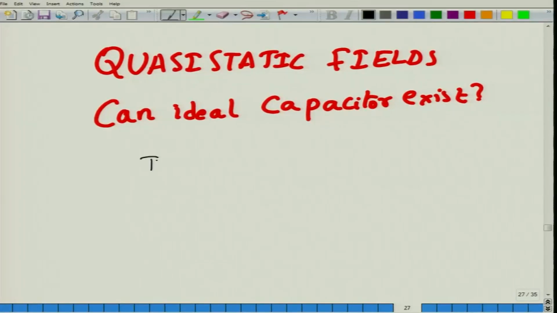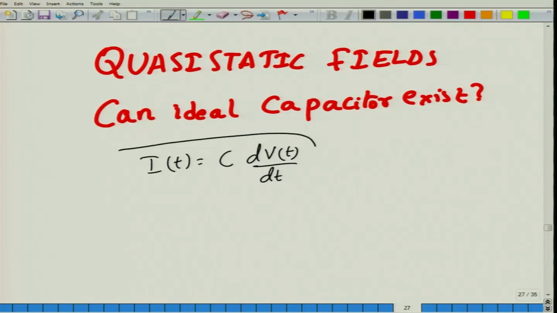From circuit theory, we know that if I have a capacitor of some value C, and I put in some current I and maintain a voltage V of t across this capacitor, then the relationship between V, I and C is given by I of t is equal to C dV of t by dt. We do not worry about the shape of the capacitor or what it is made of. If there is an ideal capacitive element, we expect I of t to be equal to C dV of t by dt, where C is the capacitance of the structure.